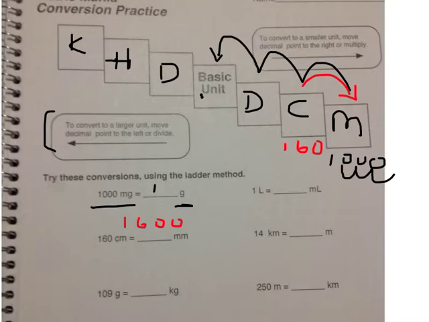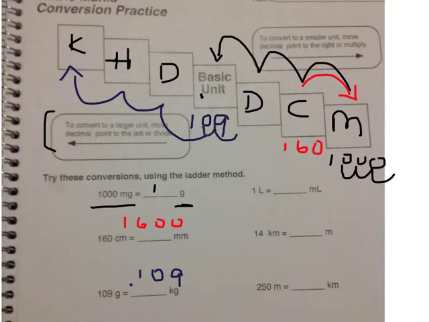So now we have 109 grams. Grams is a basic unit. We have 109, and we want to go to kilograms. 1, 2, 3. So we're going from 109, and we're going to move it 3 places. 1, 2, 3, 0.109 kilograms.